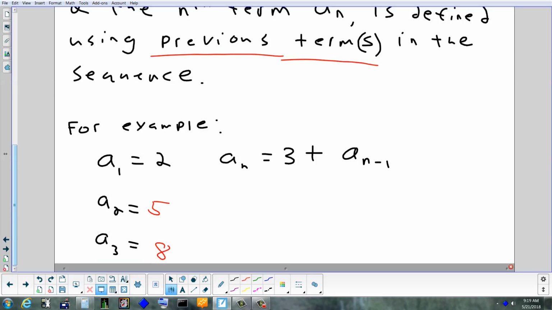And again, if you're doing this recursively, you could easily make a mistake. Say you want the 200th term. Well, if you just keep adding 3 each time, you might make a mistake doing that. So we gotta get a better way to do that. And we will. But any questions on how to list the terms in a recursive sequence?